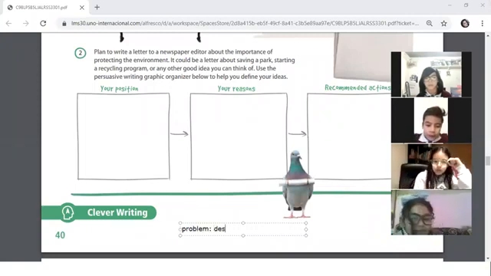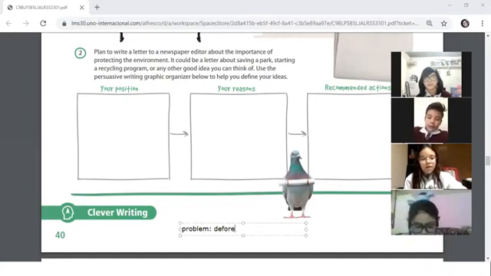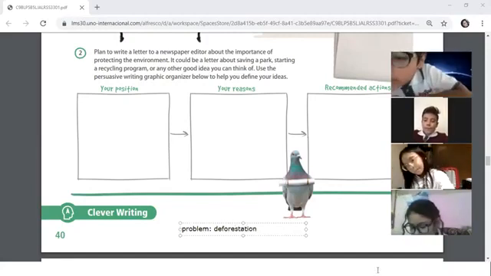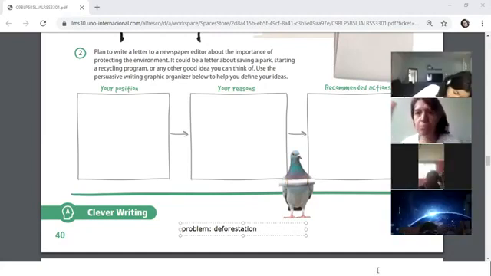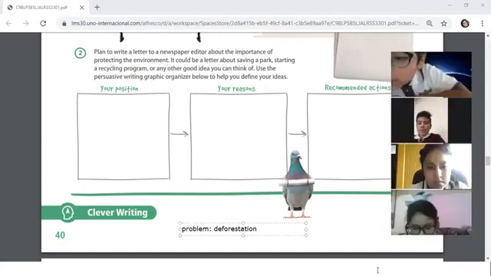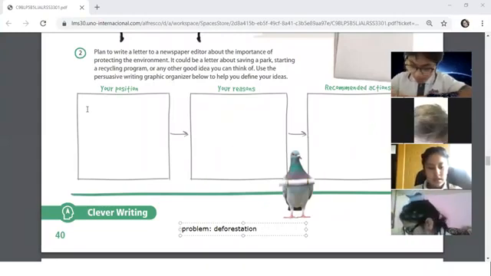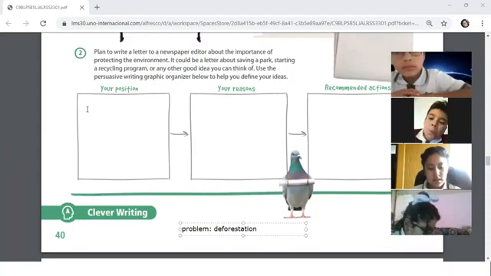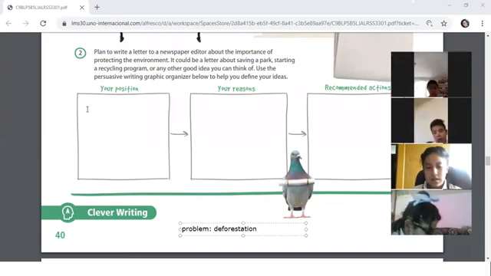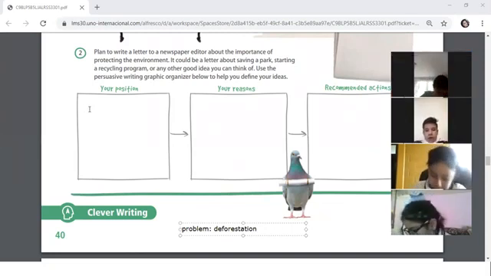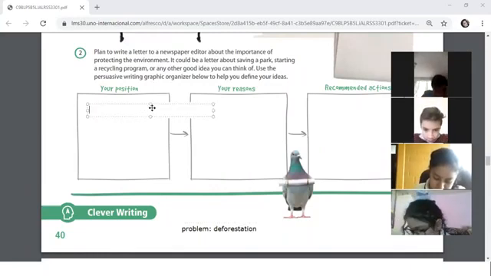Deforestation. Deforestation or logging. Okay, deforestation or logging. Excellent. You can say both. Okay, what is our position? In the first part, we have to say how we feel about this problem. Maybe we can say we are sad, we are worried, we are frustrated, we are angry. Okay, because people are cutting a lot of trees. What is our position about this situation, deforestation?